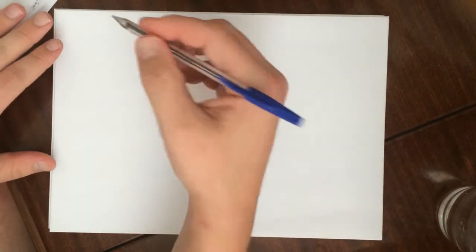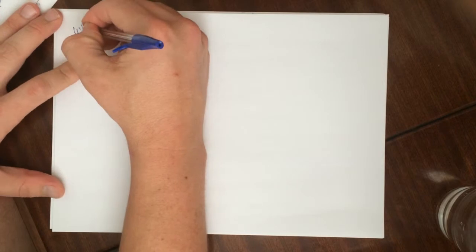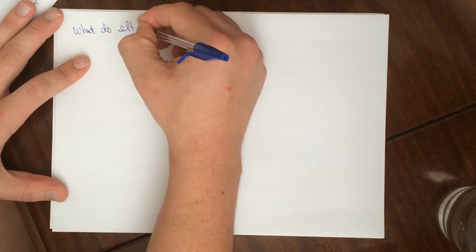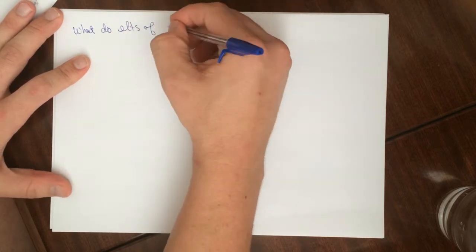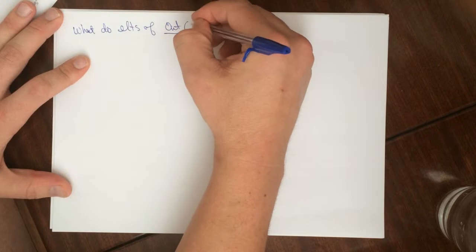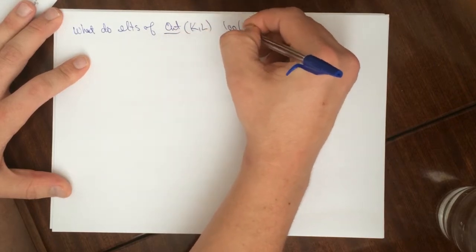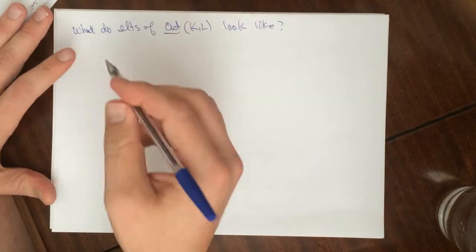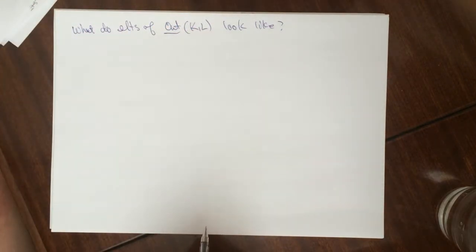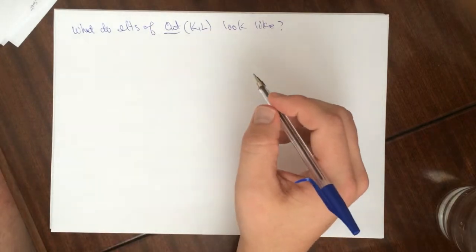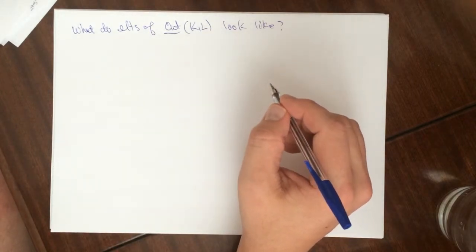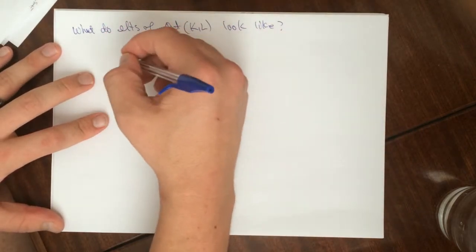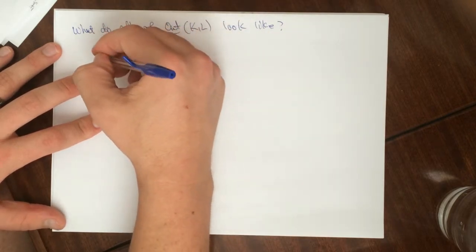Okay, and so just a quick thing. What do these elements look like? Okay. So I'm going to answer this question. So the answer is that we're going to give a collection of elements.